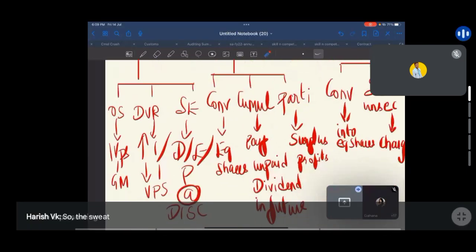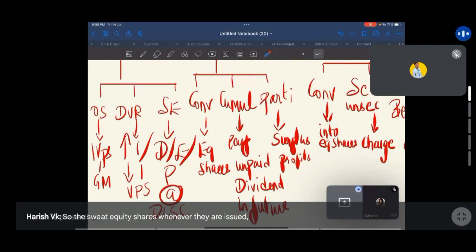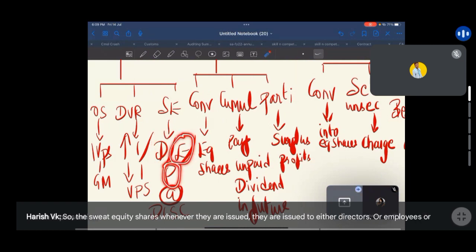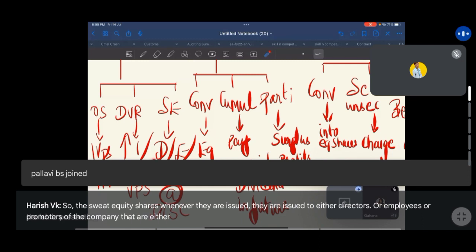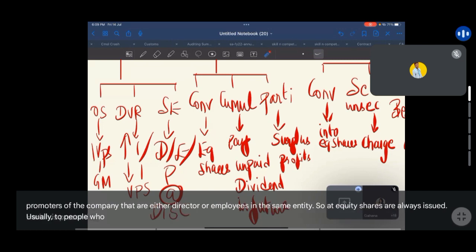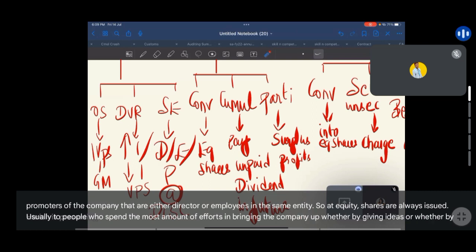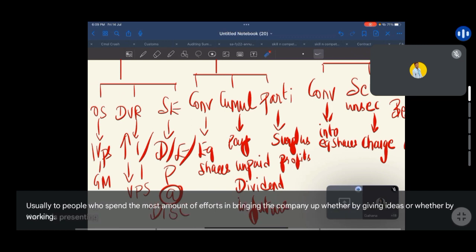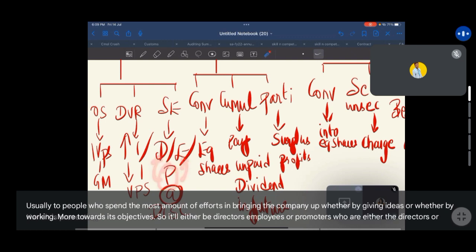So the sweat equity shares, whenever they are issued to either directors or employees or promoters of the company that are either directors or employees in the same entity. Sweat equity shares are usually issued to people who spend the most effort in bringing the company up, whether by giving ideas or by working more towards its objectives. So it will be directors, employees, or promoters who are either directors or employees of the company.